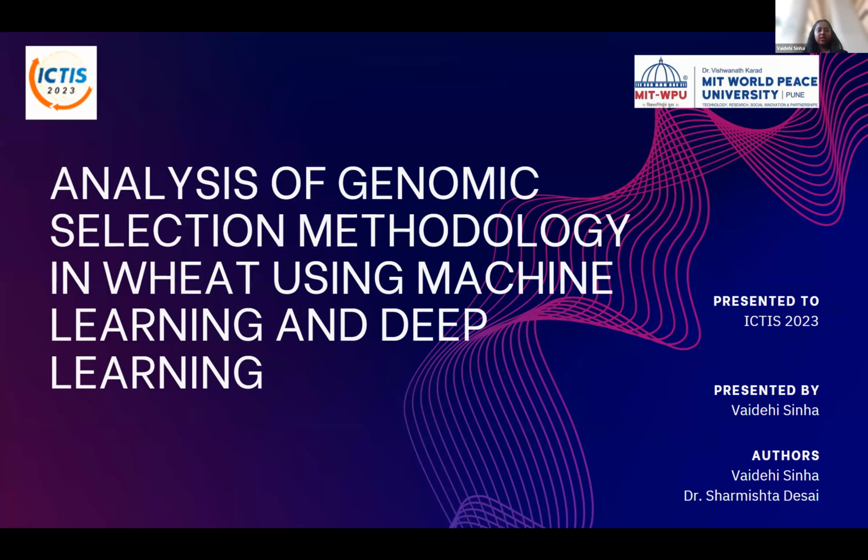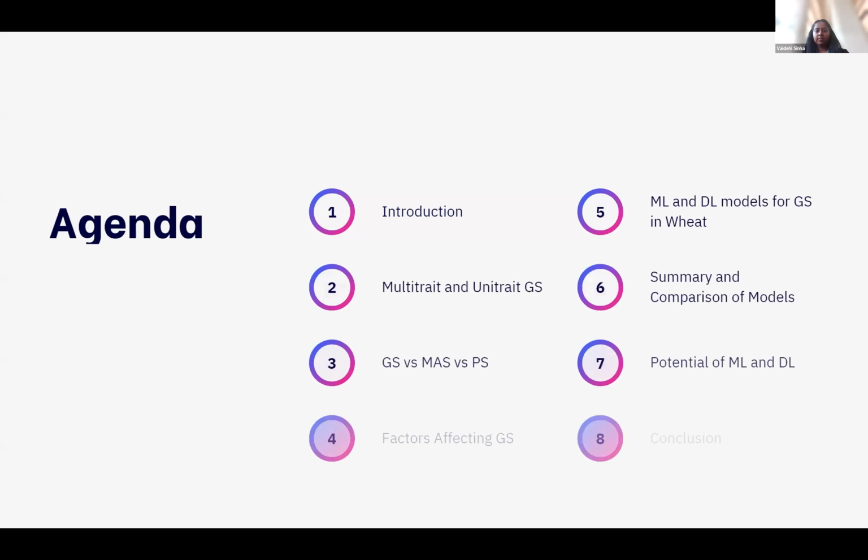Okay. So, good evening, everyone. I am Vaidehi Sinha, a third-year undergraduate student at MIT World Peace University, and I'm here to present my paper titled Analysis of Genomic Selection Methodology in Wheat Using Machine Learning and Deep Learning, with authors as me, Vaidehi Sinha, and Professor Sharmishta Desai. We'll be looking at the following topics in the course of our presentation.